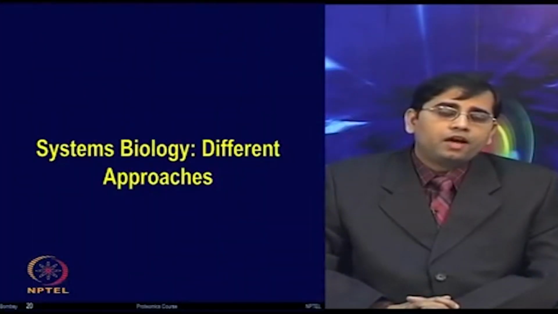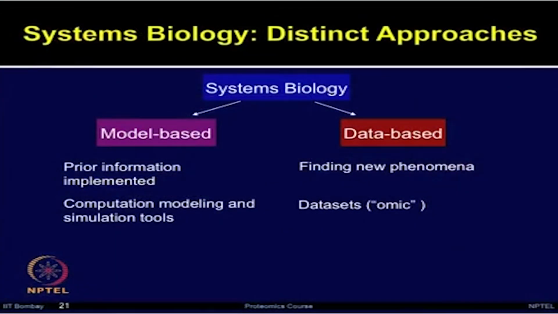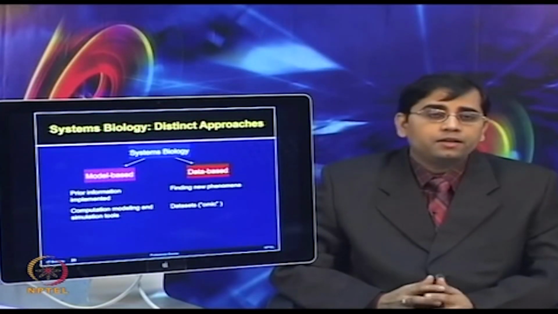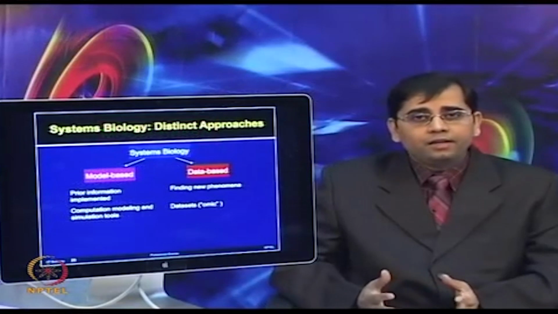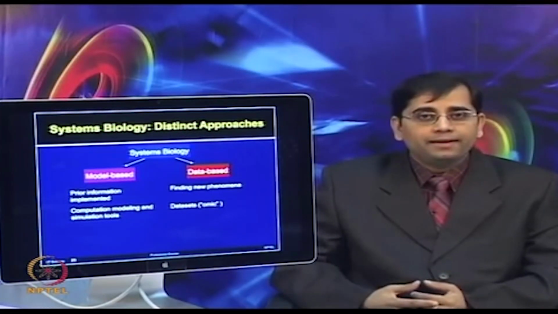So, what different approaches have been taken to study systems biology? The distinct approaches of systems biology include the model based and data based methods. The model based approach involves some prior information which can be implemented in the models, whereas in the data based approach the objective is to find the new phenomenon. The model based approach relies on computational modeling and simulation tools, whereas the data based method relies on the omics datasets. So, in the model based systems biology approach, it is difficult to build the detailed kinetic models, but in the data based approach, the complex relationship among the various types of omics information and metabolic pathways and networks can be created.